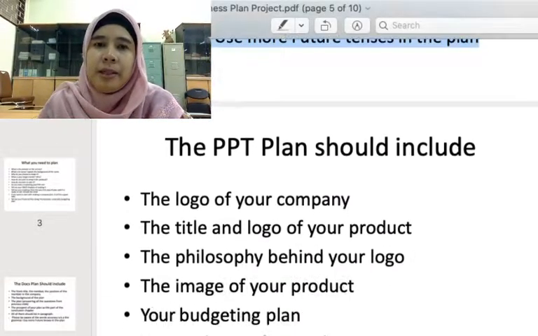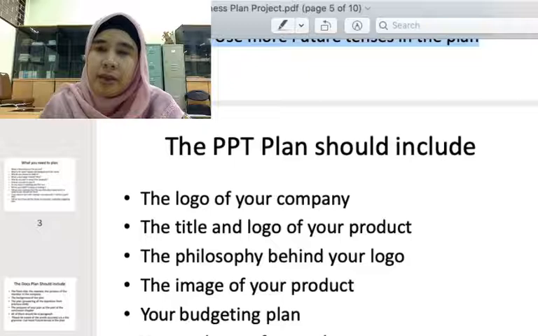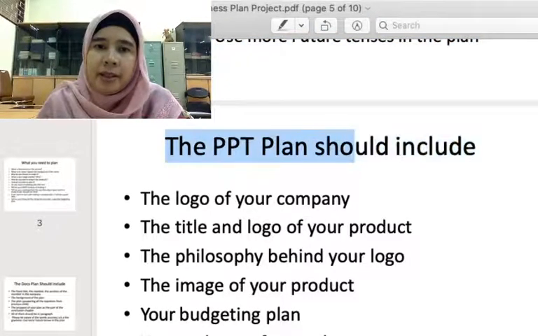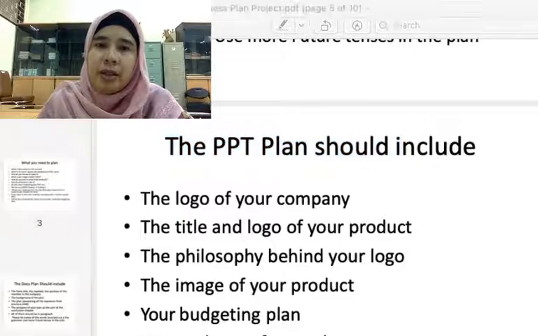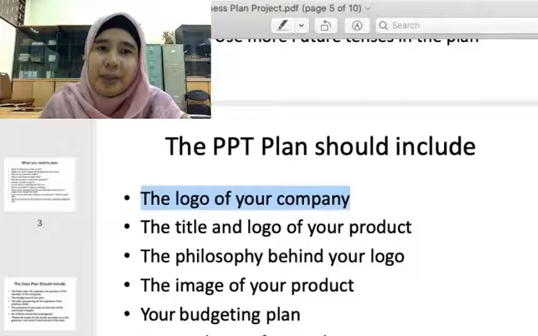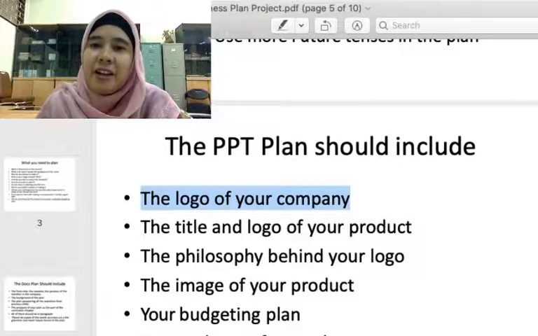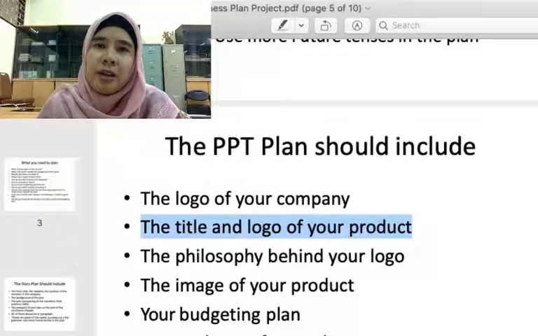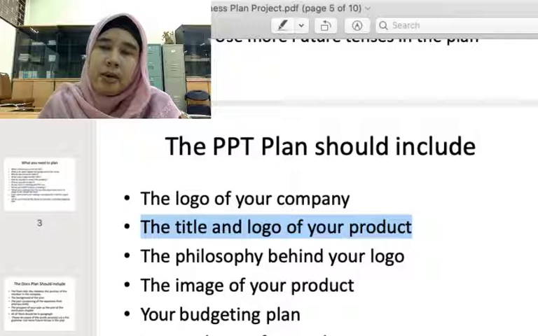Next, the PPT, tadi sudah Microsoft Words-nya, and this one is the PowerPoint slide-nya. The PowerPoint slide-nya should include the logo of your company, so you have to make the logo of the company, and then you have to also make the title and the logo of your product. So there are two logos that you have to make. The first one is your company, and the second one is your product.